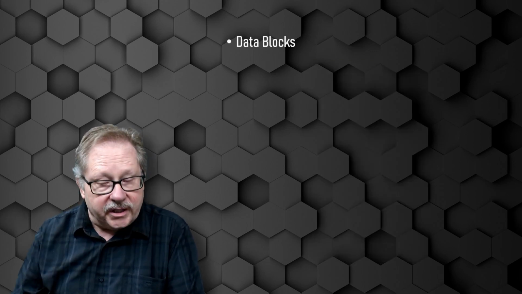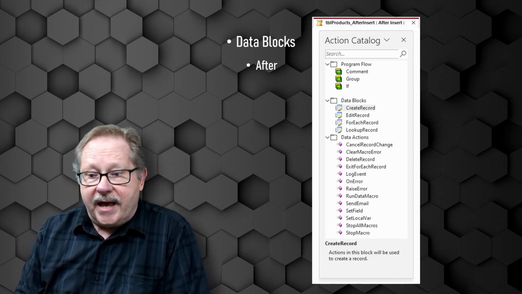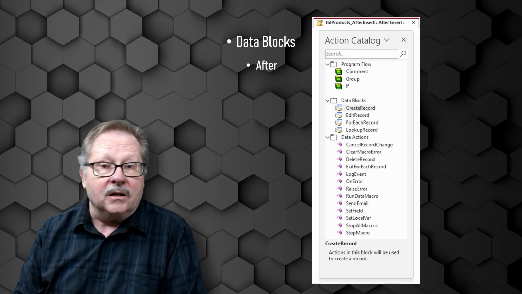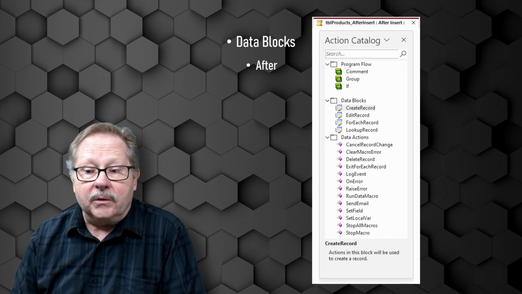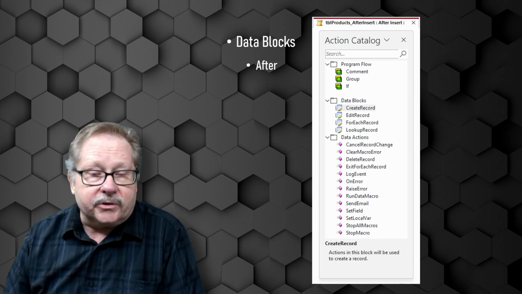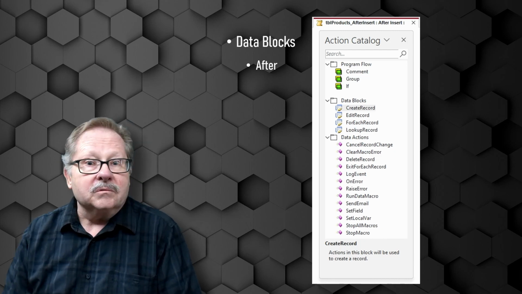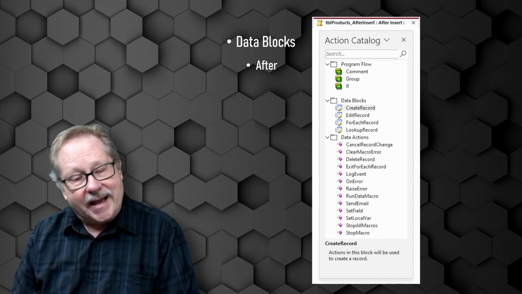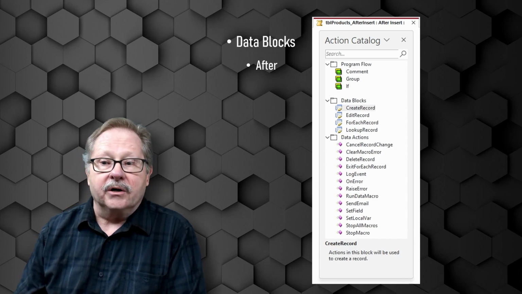Now, the after data blocks look a little bit more robust. The data blocks for that are create record, edit record, for each record, and look up a record also. Now, you can create a record, and we'll show you an example of that one too, when we create a log entry based on the data being entered into a database, or edited for that matter. So you can do any one of these data actions within any of the four data blocks that are provided.